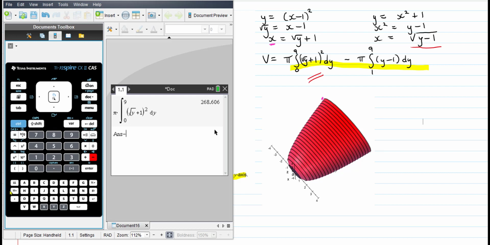So that one is going to be pi times our integral, and the limits this time are 1 to 9, and the integrand is just y minus 1, and we take that with respect to y, and that's our final answer there, 168.075. So we just need to round that to 3 significant figures, and then we get 168. So that is our answer for question 7.